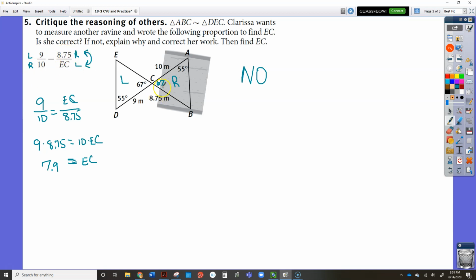She put 8.75, which is a right triangle number, on top and EC on bottom. She flipped them upside down. This is what it should be. You flip it upside down. Now you cross multiply. You multiply 9 times 8.75 and you get 79, and you multiply those two and you get 10 times E. Divide both sides by 10, the final answer is 7.9.